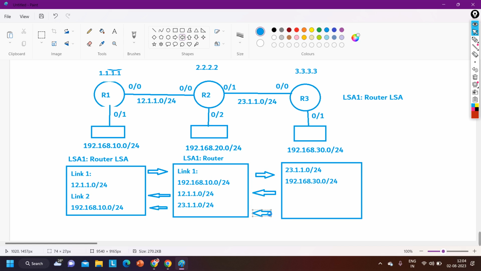So how many LSA1 will be there inside the router 1 database? Tell me guys, how many LSA1 will be there? 3 LSA1 will be there in the database of router 1: LSA1 of router 1, LSA1 of router 2, LSA1 of router 3. Yes or no? Yes. Let's say in the OSPF domain we have 100 routers. That means inside the database of all routers there will be 100 LSA1.